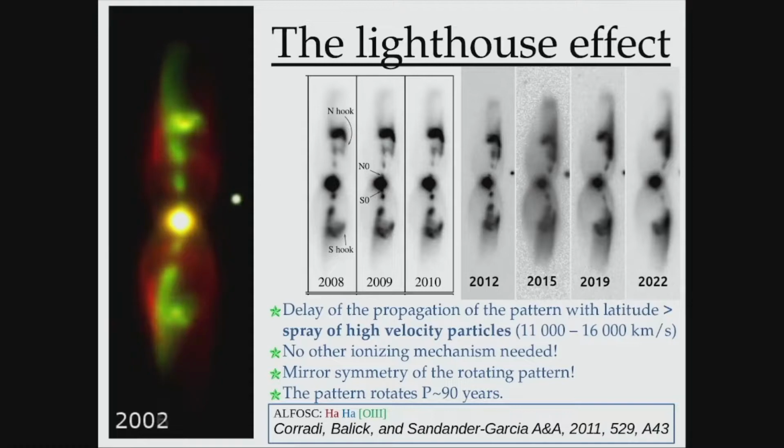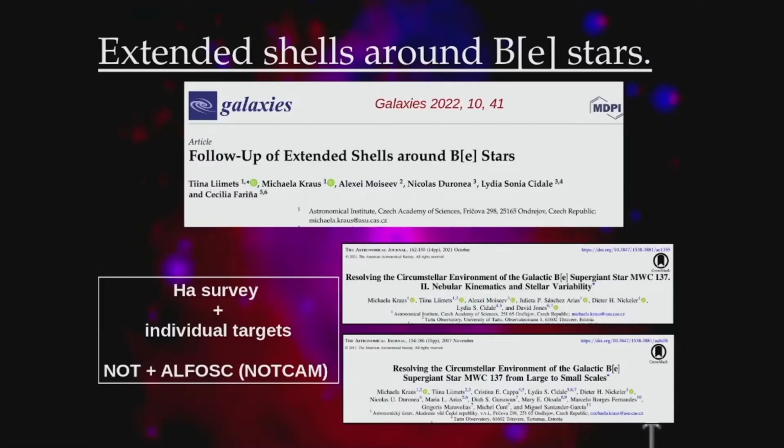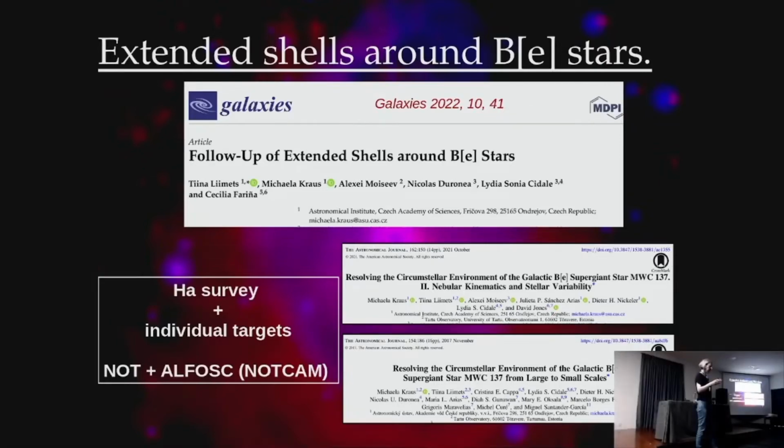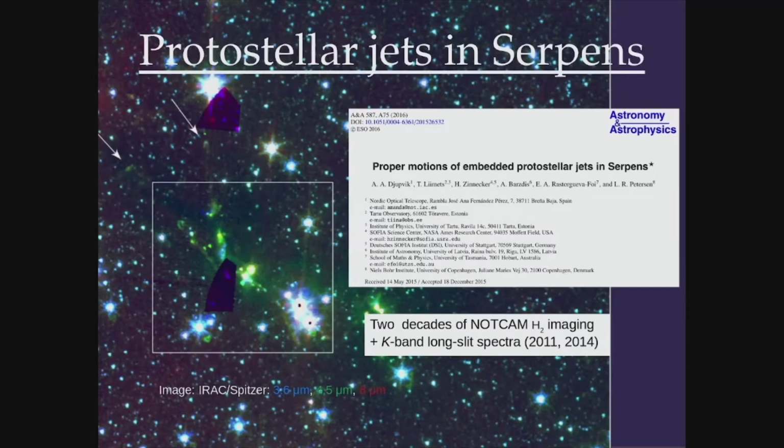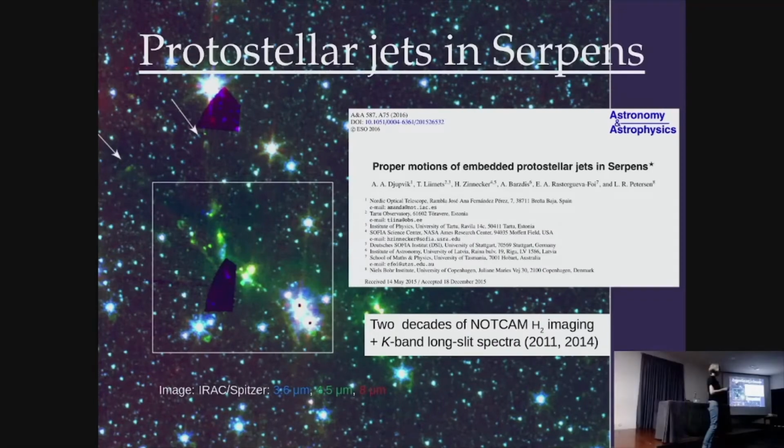This hook here has become brighter and bigger, so it sort of seems to go towards the central star, which is weird. We cannot really explain it very well, but somehow the high velocity particles arrive at the end of these cones and they sort of flow around or along these cavities. So we continue with all our targets. These were just a few highlights. I am also doing similar long-term monitoring as well as starting a systematic search for extended shells around B[e] stars.